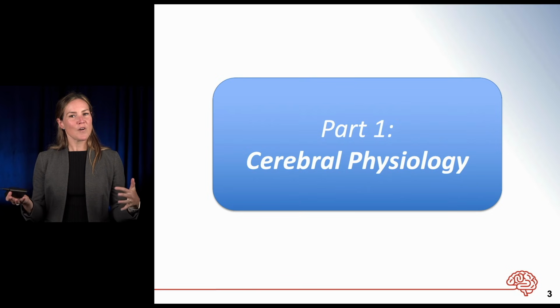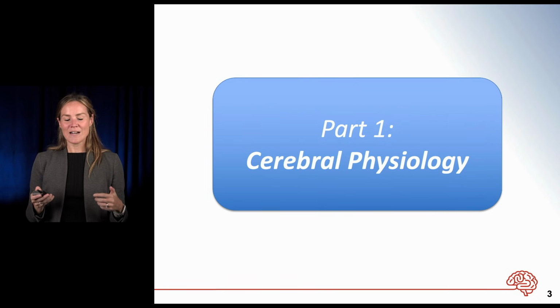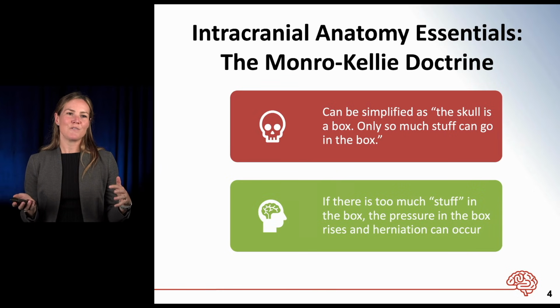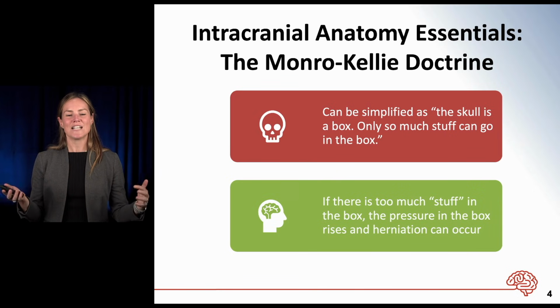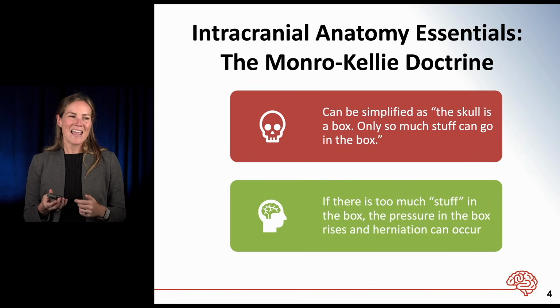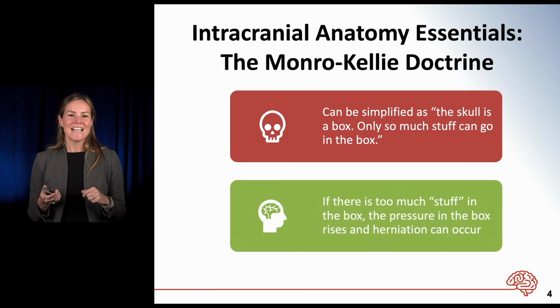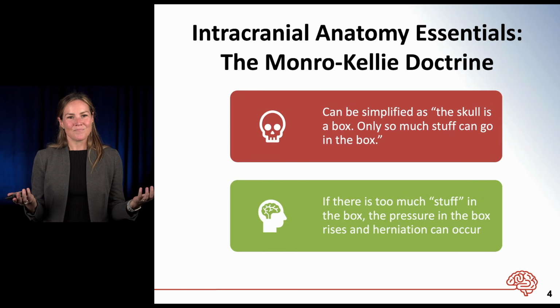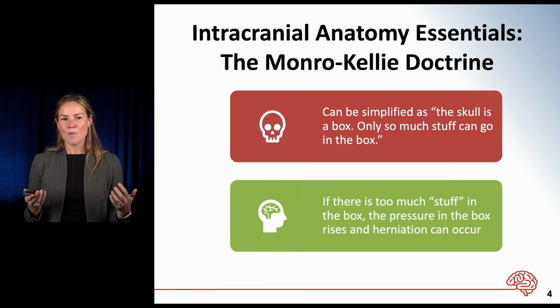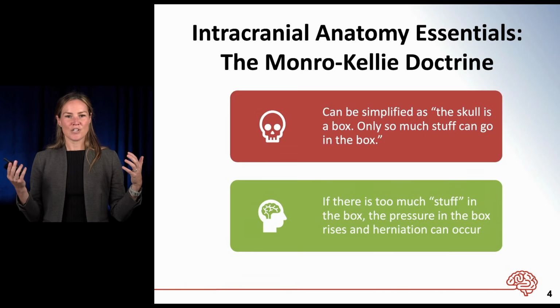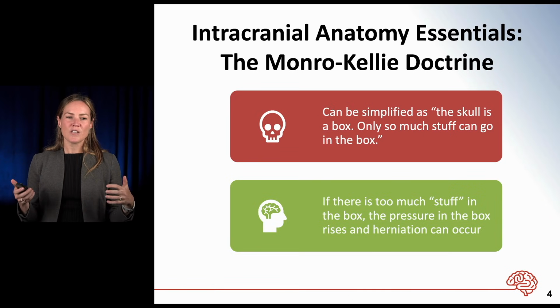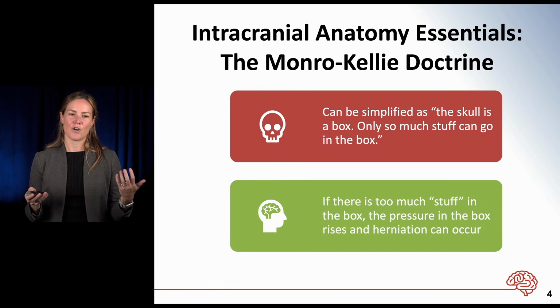Before you get worried, because that could sound boring, I want to tell you that this is going to be simple. It basically all boils down to the intracranial anatomy essentials, which is the Monro-Kellie doctrine. What this basically says is that the skull is a box. Only so much stuff can go in the box. And if there's too much stuff in the box, then the pressure in the box rises and herniation occurs.